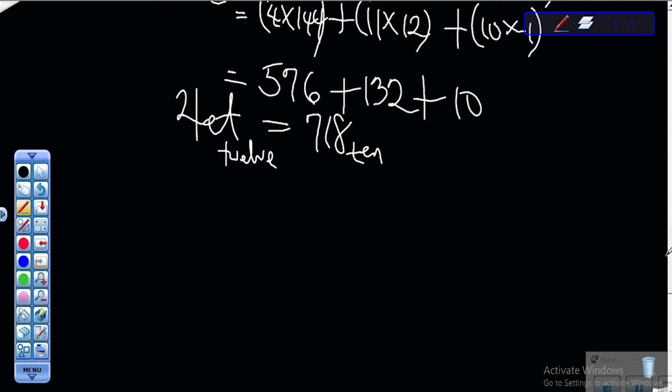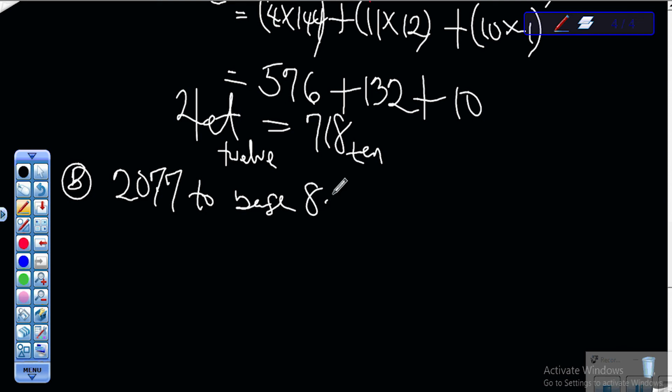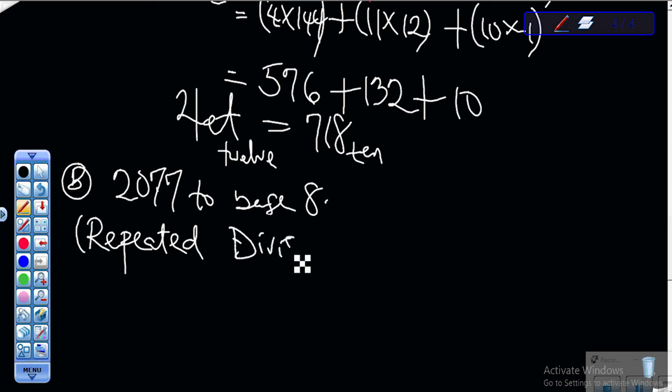Now, in case you are asked to convert 2077 to base 8, how do we go about it? The method we use here is called the repeated division. I said I will still teach you how to use the repeated multiplication. So now in this case, use the repeated division. Repeated division is the approach you are going to do here.